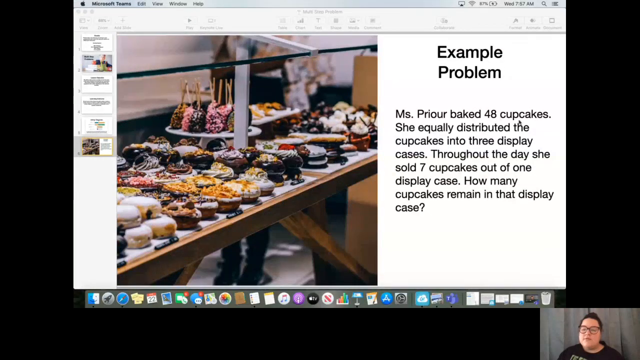Is that where we stop? No, we still have more to our problem. We have to look at the problem. Miss Prier baked 48 cupcakes. She equally distributed the cupcakes into 3 display cases. That's what we just solved. Throughout the day, she sold 7 cupcakes. So with that 16, we're going to subtract 7 because I sold them.